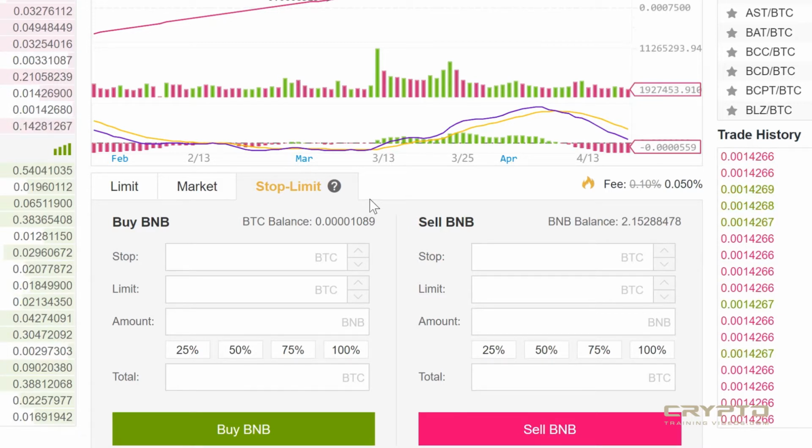We talked about the limit order. So this is how you make a trade on the Binance exchange. And you can use all three order options for both buying and selling, and you can do this for all the various trading pairs Binance has to offer.